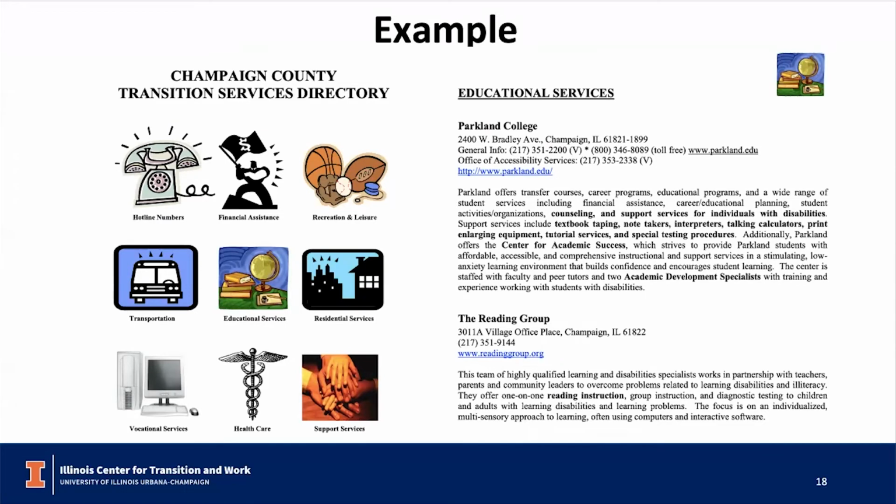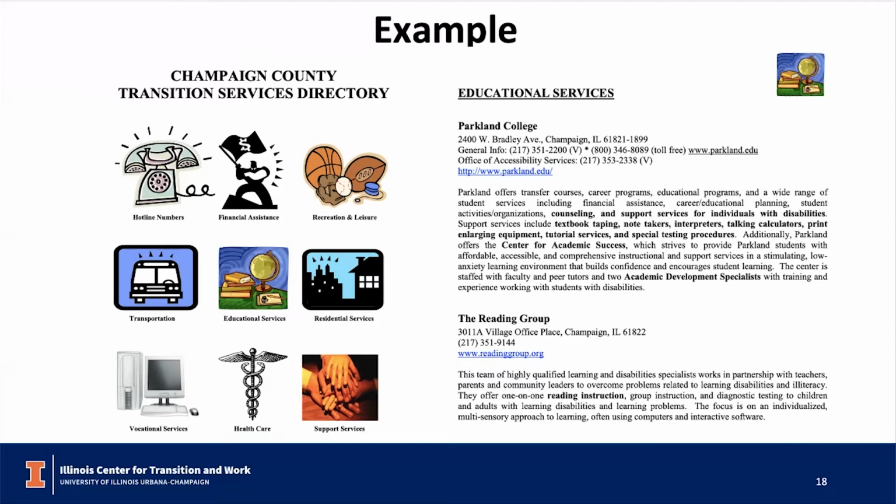And here is an example of a resource directory that Champaign County TPC came up with. And if you'll notice on the left-hand side, you'll see 9 categories: hotline numbers, financial assistance, recreation and leisure, transportation, educational services, residential services, vocational services, healthcare, support services. And what Champaign County did here is that they organized all the resources that they found into these categories.